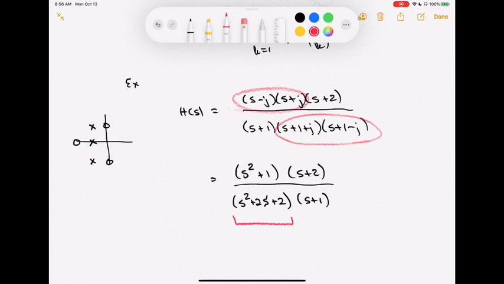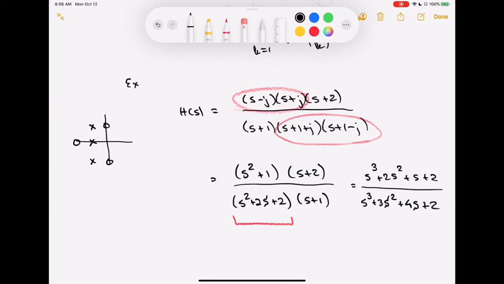So I could continue and multiply this further out. I would get something like an s cubed, plus 2s squared, plus s, plus 2 in the numerator. Then I'd have to go through all this in the denominator. I'd have an s cubed, a 2s squared plus s squared, that's going to be a 3s squared. Then I figure out where the s's are: a 2s plus another 2s is plus 4s, and then a 2 plus 2. So I could also do it as that.